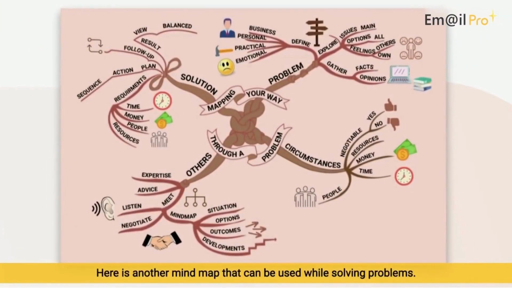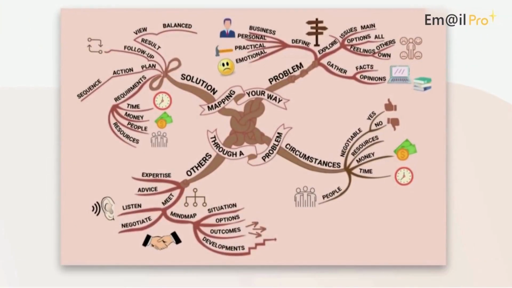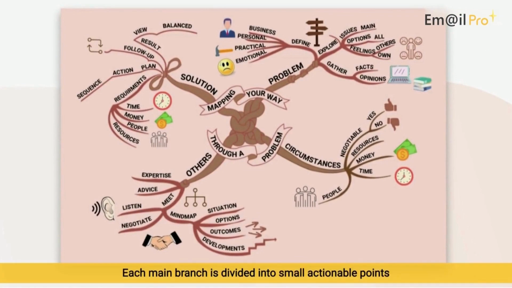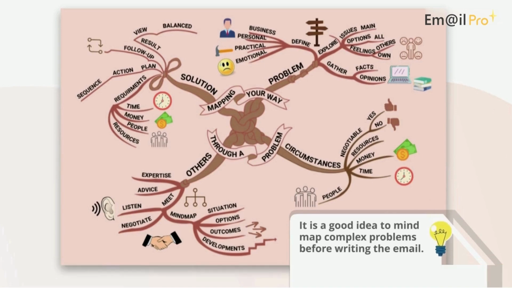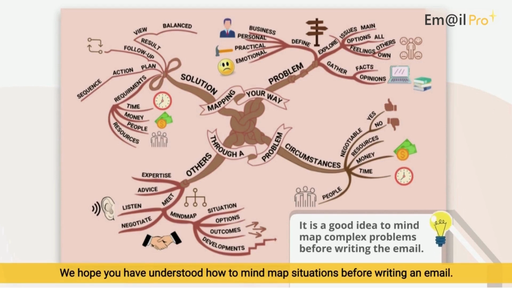Here is another mind map that can be used while solving problems. Each main branch is divided into small actionable points, which overall help identify the problem, look at the circumstances, map a solution, and consider others' viewpoints. Mind maps train your mind to find solutions without missing out important information. It is a good idea to mind map complex problems before writing an email. We hope you have understood how to mind map situations before writing an email.